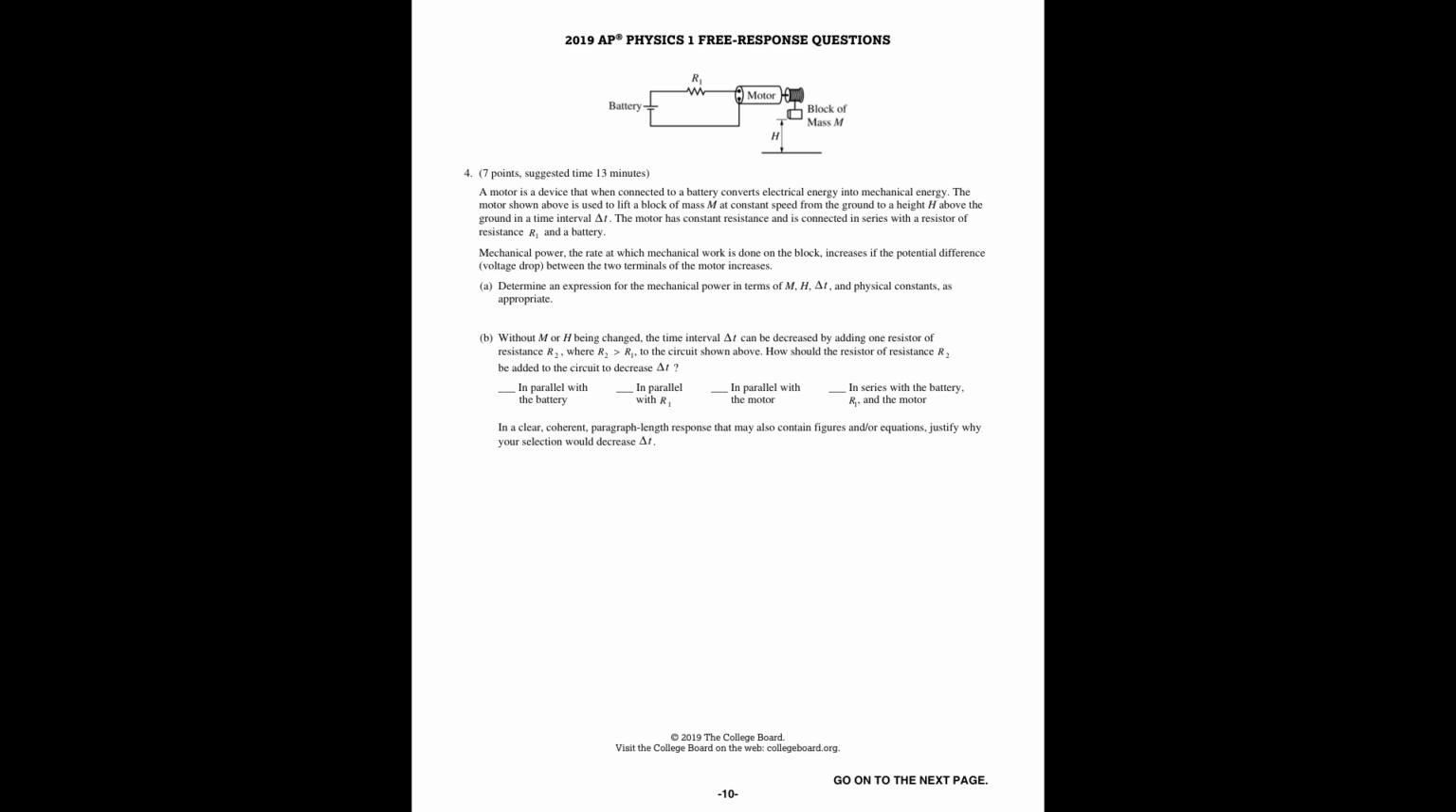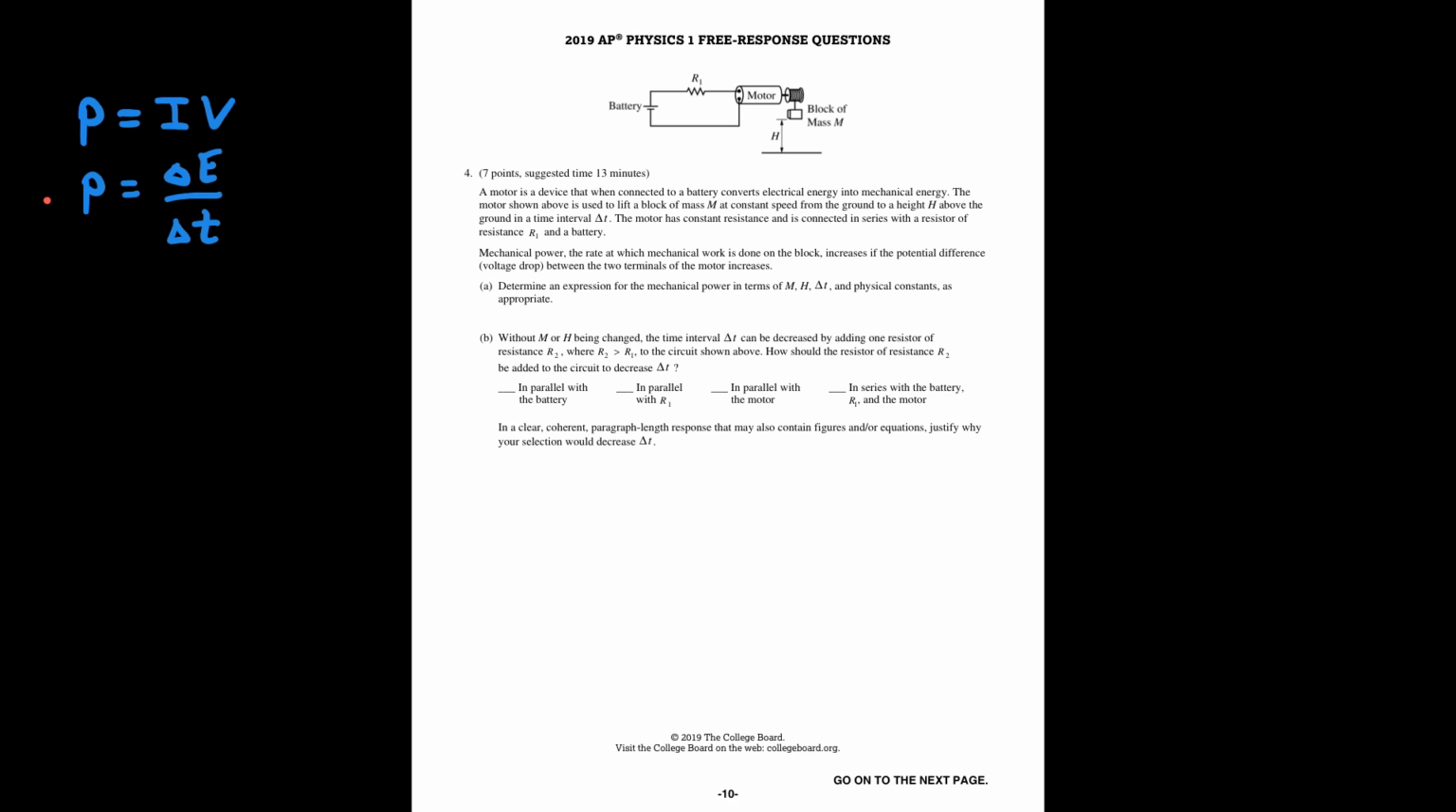Mechanical power, the rate at which mechanical work is done on the block, increases if the potential difference (voltage drop) between the 2 terminals of the motor increases. The first part asks me to determine an expression for the mechanical power in terms of m, h, and delta t. When I think of power, I think of 2 equations, I delta V and delta E over delta t. Since m, h, and delta t need to be in the equation, it makes a lot more sense to use the bottom equation to derive this expression.